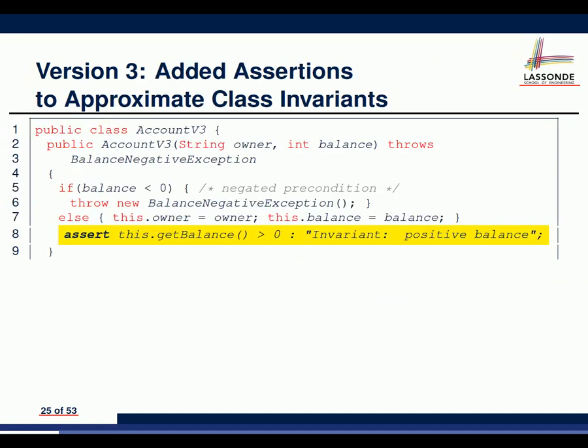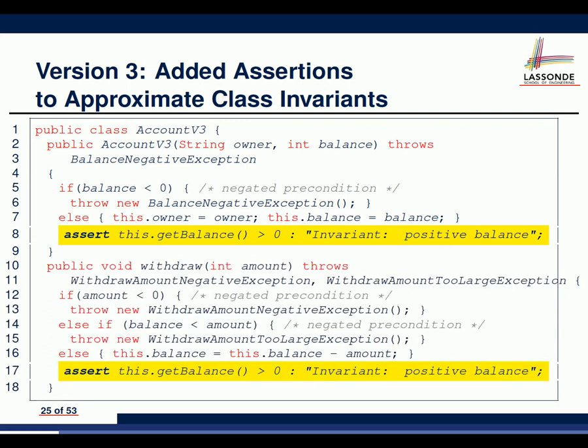Basically, for version 3, we are adding this assert here. For the assertion, we simply check this.getBalance is larger than 0. If it is violated, we're going to give you this message here to say invariant violation, positive balance. That's for the constructor, right? At the end of the constructor. The second place we have to put it is at the end of the withdraw method. We're going to assert the same condition here, right? You can see these two, line number 8 and line number 17, are exactly the same.